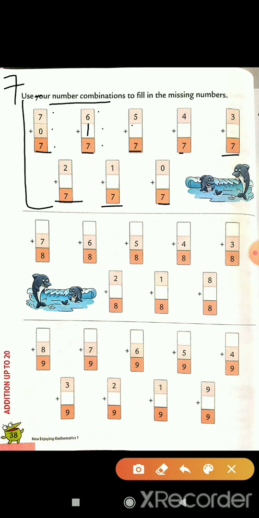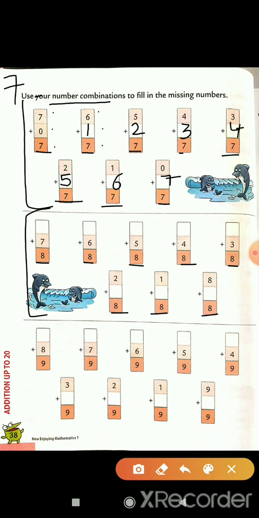So 5 plus 2 is equals to 7. 4 plus 3 is equals to 7. 3 plus 4 is equals to 7. 2 plus 5 is equals to 7. 1 plus 6 is equals to 7. And 0 plus 7 is equals to 7. Got it, students? Now, next, here all the answers are 8.